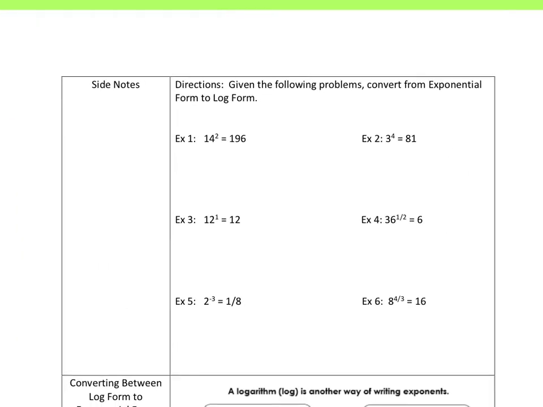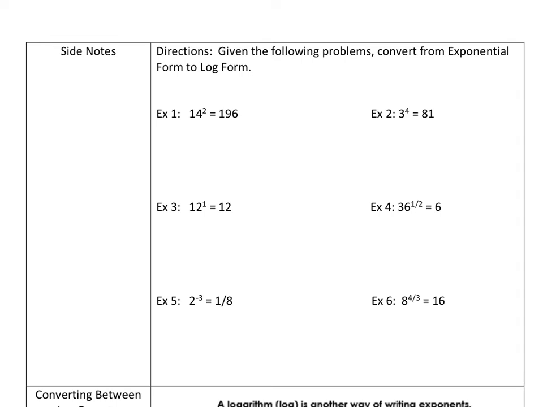Let's try it. So, for instance, on number 1, I'll do the first two with you. I would write this as log base 14, because 14 is my base, of 196 equals 2, because the exponent goes on the other side. The next one, the base is 3, so log base 3 of 81 equals 4.